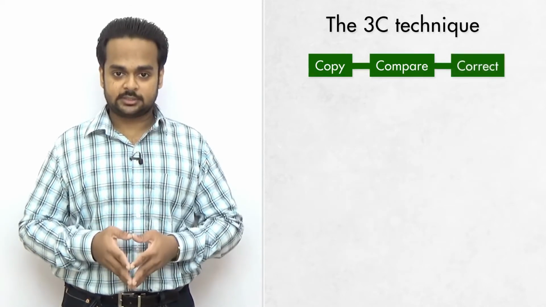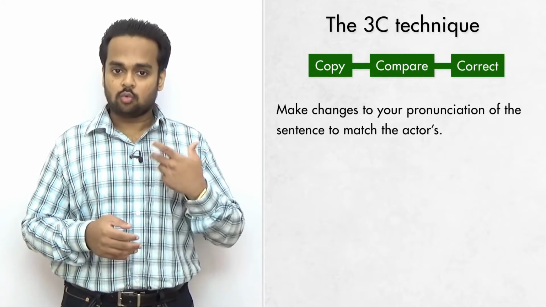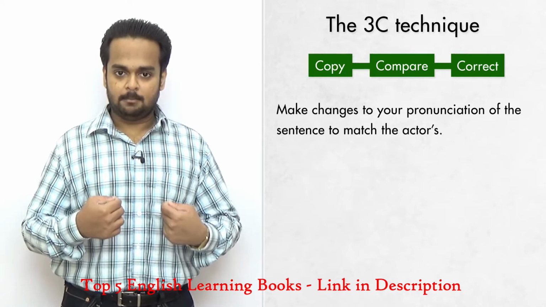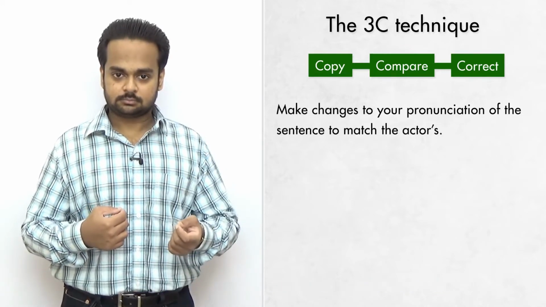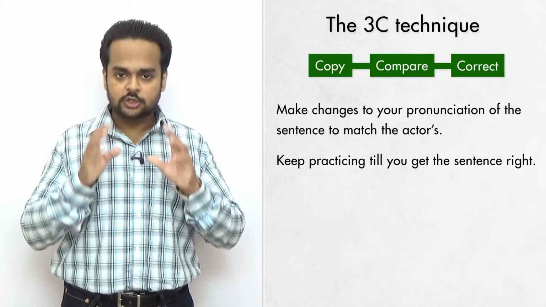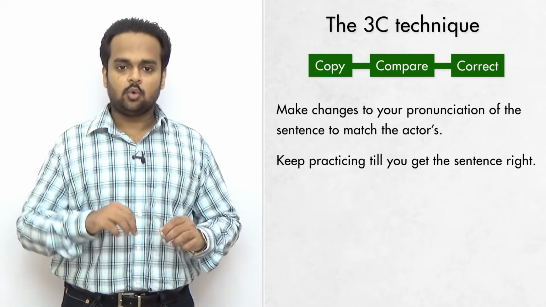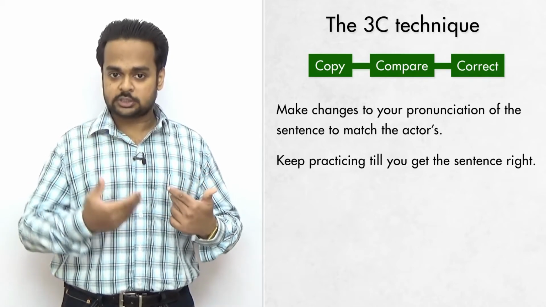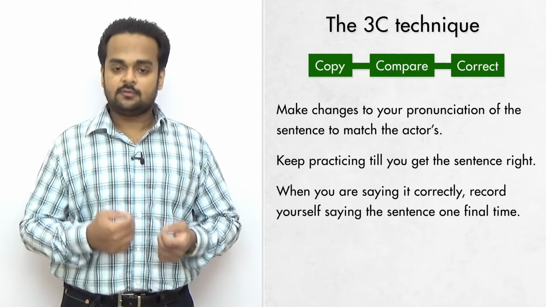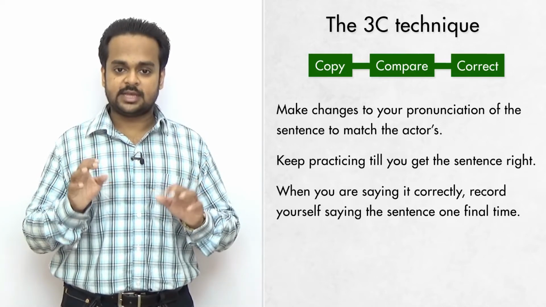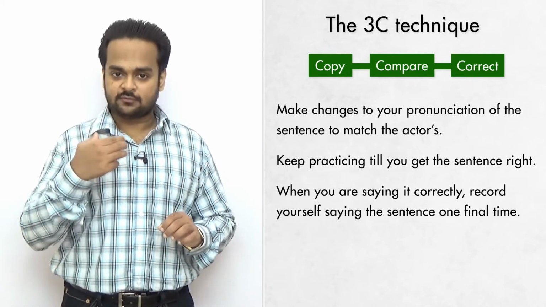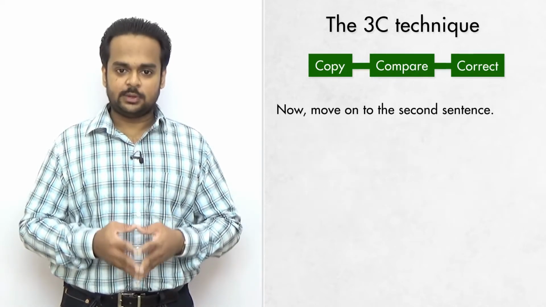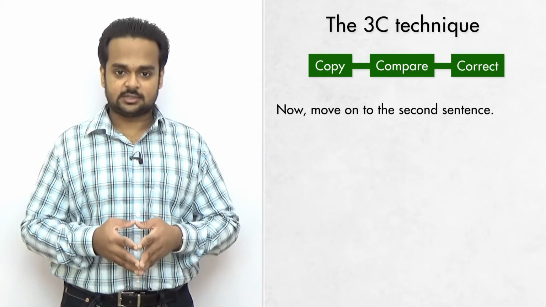And now you correct. Based on your listening and your own recording, make changes to the way you say the sentence so that your pronunciation matches the pronunciation of the actor. Keep practicing that same sentence until you get it right. While you do this, if you want to go back and listen to the movie, that's fine. You can also record yourself multiple times to check your pronunciation. Finally, when you are happy that you are saying the sentence correctly, record yourself one final time and keep the recording for future reference.